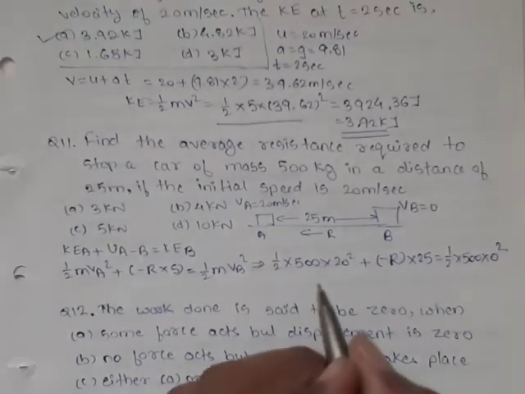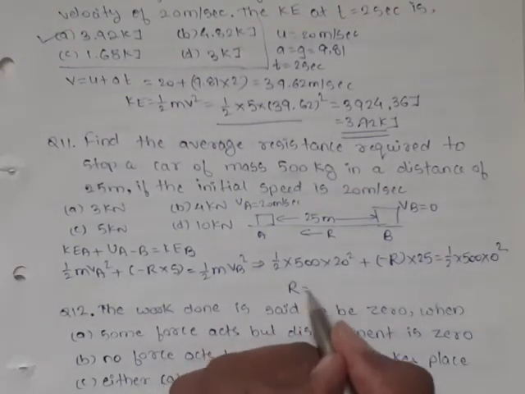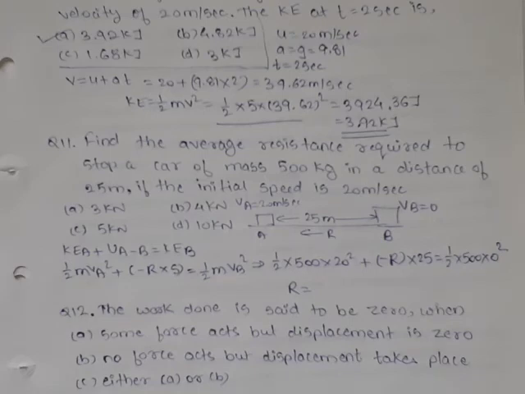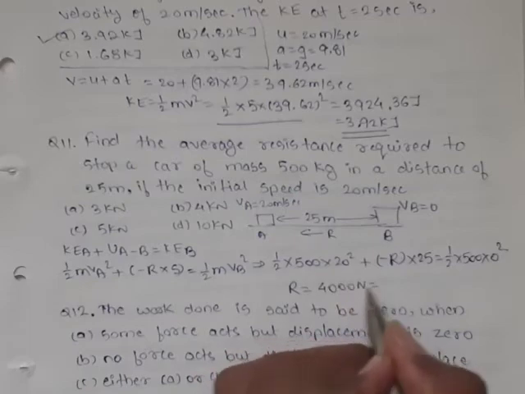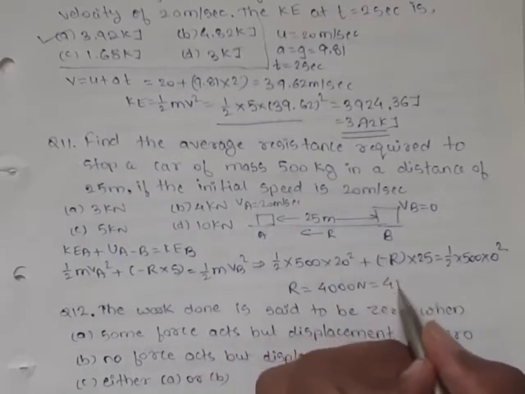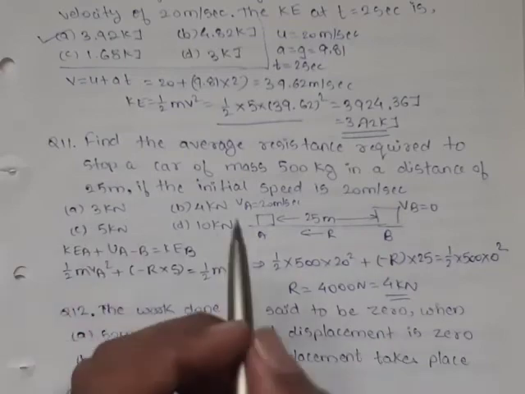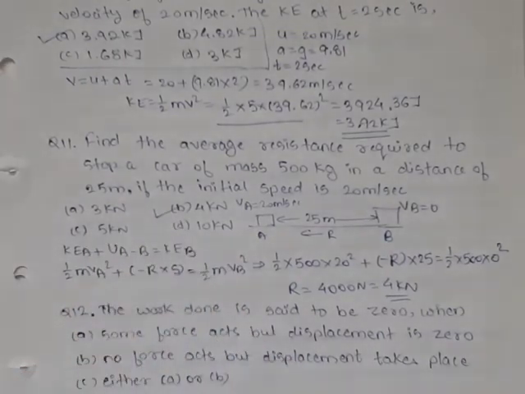So by simplifying we get the value of R, which comes to be 4000 newtons, and in kilonewton it will be nothing but 4 kilonewton. So from the 4 options, option B, that is, the resisting force is equal to 4 kilonewton.